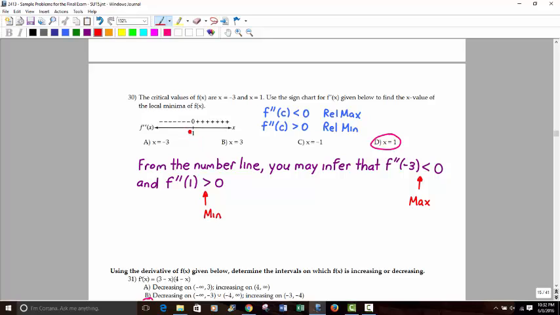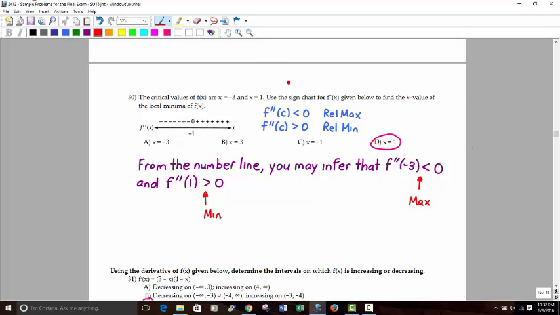In fact, that's likely to be a point of inflection there at negative 1. But negative 3 falls to the left of that, so you can see that the second derivative for negative 3 would be negative because it's over here. And then the 1 falls on the right, so its second derivative value is positive, and that's all we need to know.